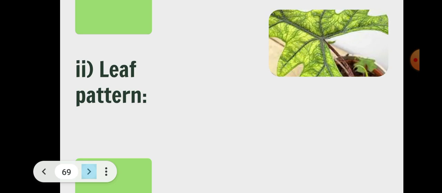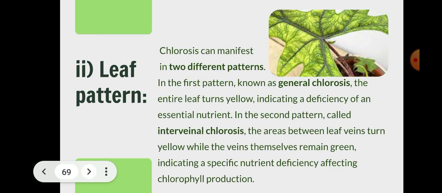The second one is leaf pattern. Chlorosis occurs in plants in two different patterns. The first one is general chlorosis and the next one is interveinal chlorosis. In general chlorosis, the entire leaf turns yellow and it indicates a deficiency of a specific essential nutrient, while in the second pattern, the areas between the leaf veins turn yellow while the veins themselves remain green, which indicates a specific nutrient deficiency which affects the chlorophyll production.